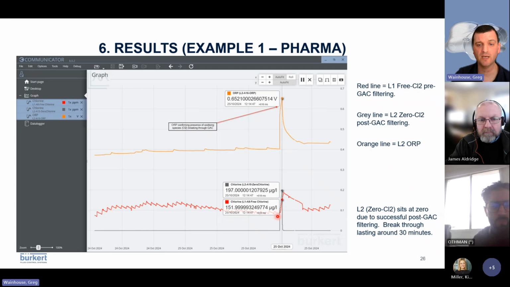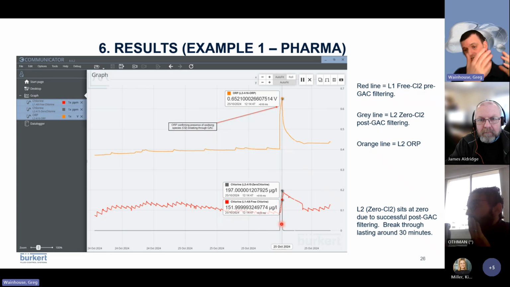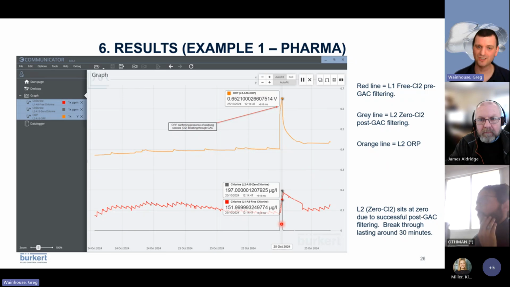But you can see that we detected chlorine for about 30 minutes after the carbon filter. Now, as it happens, when we spoke with our partner, they said that's actually the backwashing process through the carbon filter. And that's also going downstream, but it's not going to the downstream processes.